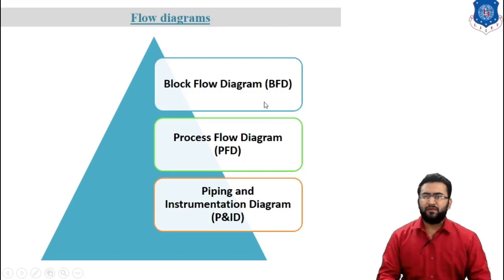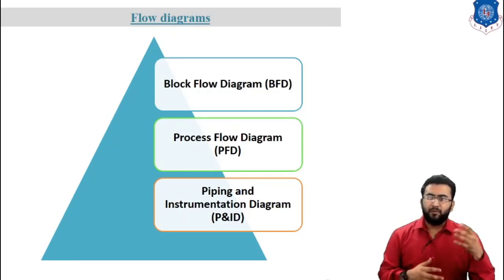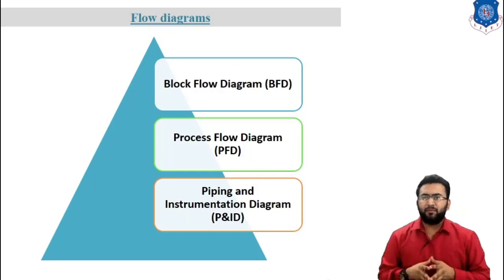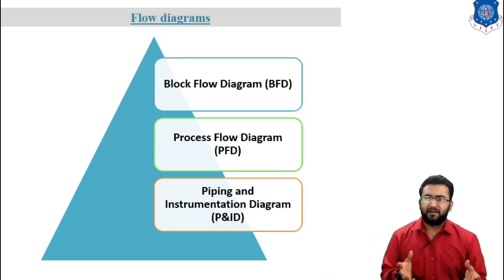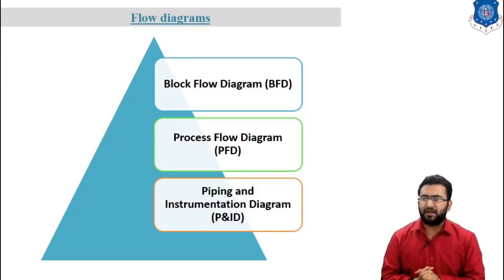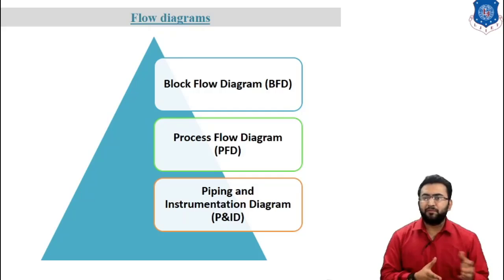Now let's talk about the various types of flow diagram. The development of a process goes from a simple block flow diagram through a process flow diagram and finally to the piping and instrumentation diagram. So these are all steps in the development of the diagram or designing the final step. The first diagram is the block flow diagram, the second is the process flow diagram, and the third is the piping and instrumentation diagram. The process flow diagram is further classified as a qualitative diagram, a quantitative diagram, and a combined diagram.